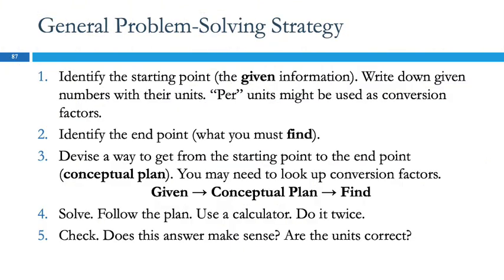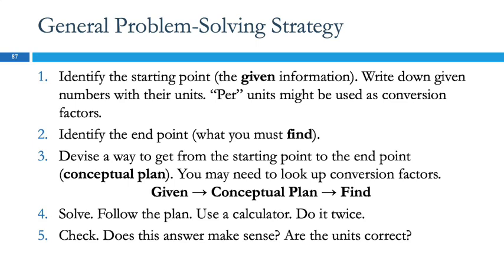So for those of you who like lists of instructions, here's your list of instructions. General strategy, and this follows what I've been talking about. Identify the starting point. What are you given? So write down those numbers and their units. We haven't talked about this yet, but sometimes you'll have per units. Those derived units like density, grams per milliliter. Anytime you see per, you're going to write that down, but think that might be a conversion factor. You want to identify where you're going, what you're trying to find, and then figure out a way to get there.